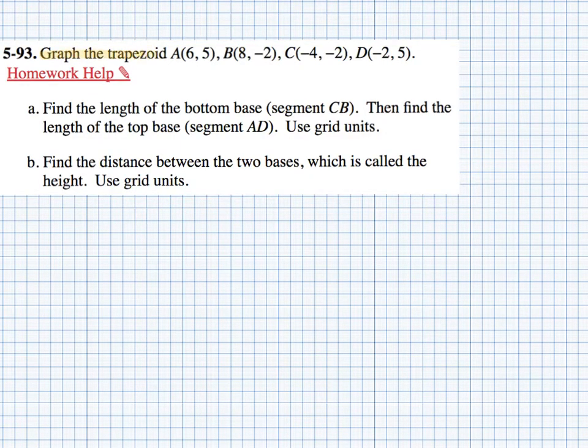Graph the trapezoid, and those are the points given. A, B, C, and D are the 4 points. Find the length of the bottom base, or segment CB. Then find the length of the top base, segment AD. Use grid units, so you definitely need graph paper.